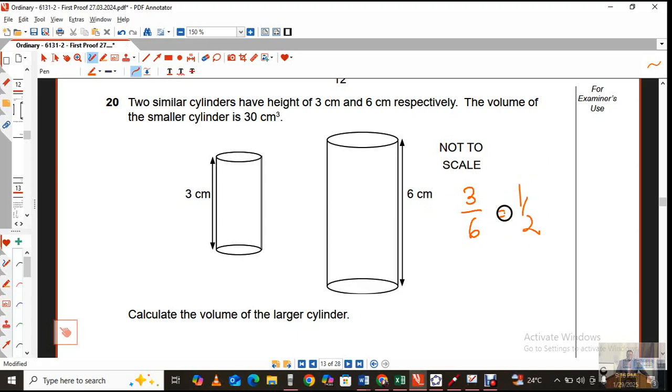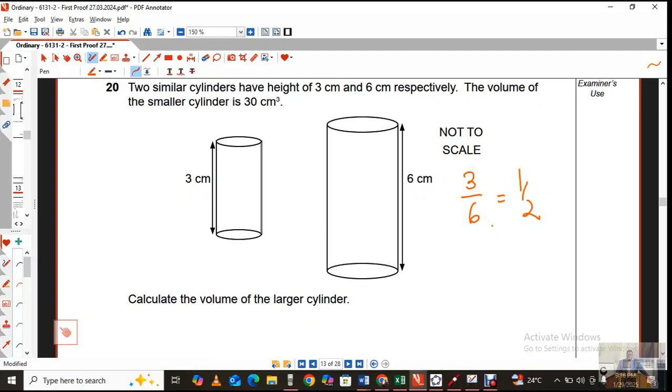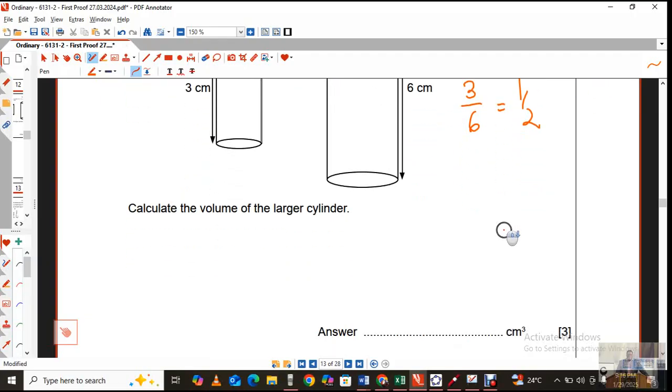This length, but I cannot say a half is equal to 30. Volume means I must cube. So I'll take that 1 over 2 and I'll cube it because I'm dealing with volume. And I know the other one's volume is already cubed, which is 30. But the bigger one I don't know, so I'll put an X. I could have done the other way around. I'll show you now. So from here, it becomes simply a matter of you calculating that and doing cross multiplication.